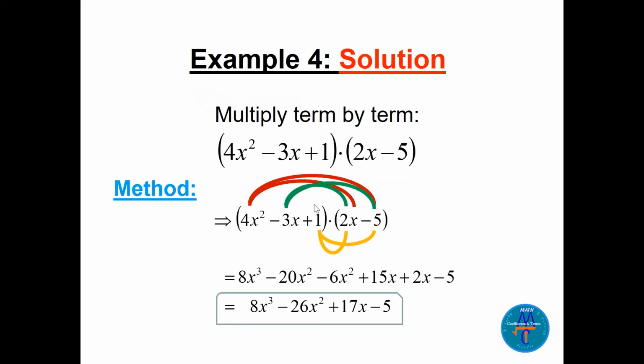So this is the answer here. See, I put 3 colors, 4x squared times 2x. I write it down. 8x cubed minus 20x squared. Now, minus 3x, remember there is a minus here. Minus 6x squared, minus with the minus, 15x. Now look at the yellow here, 1 times 2x minus 5. Add, the highest power is 3, squared with the squared, x with the x, 17, and then the minus 5. That's the answer here. So easy, it will not take time.